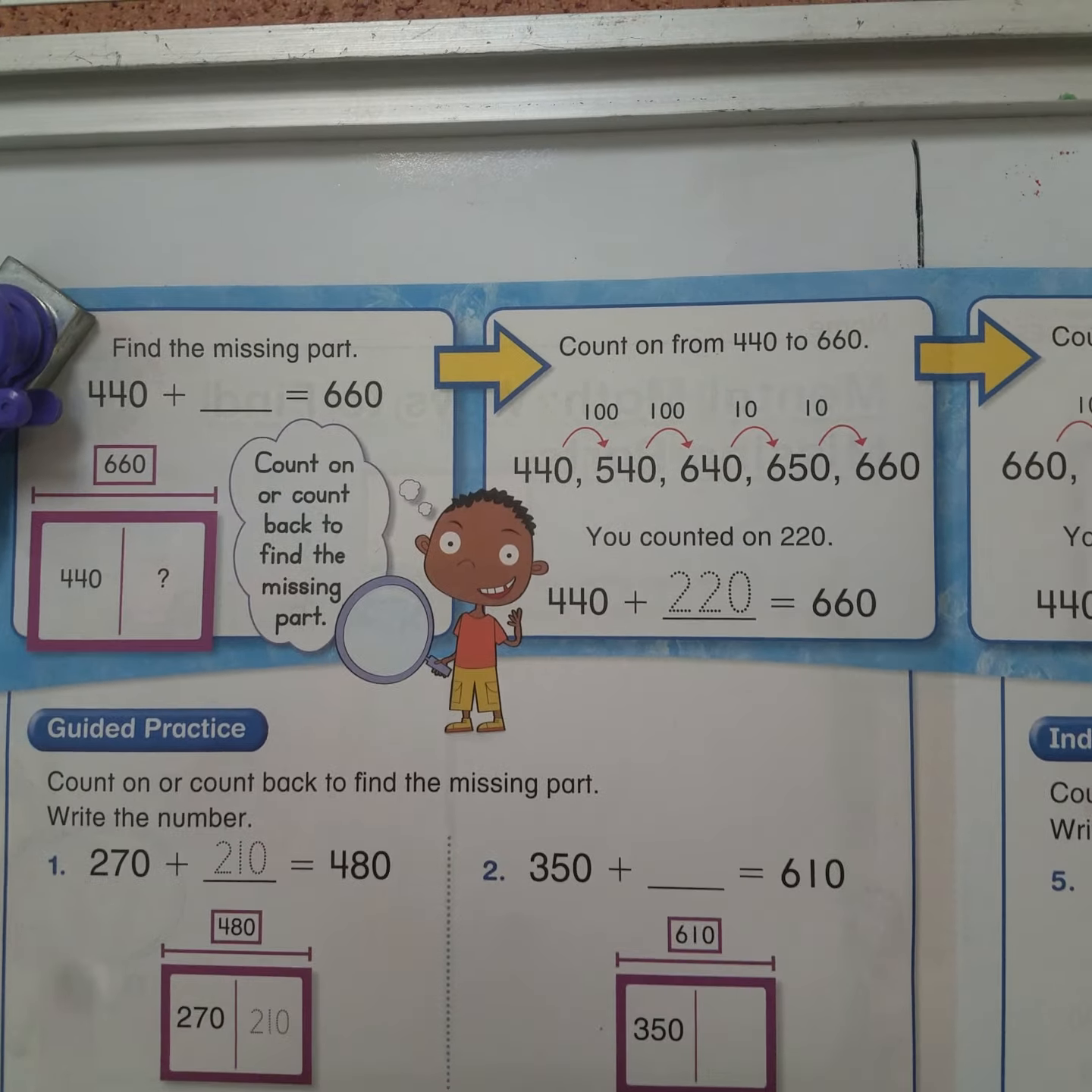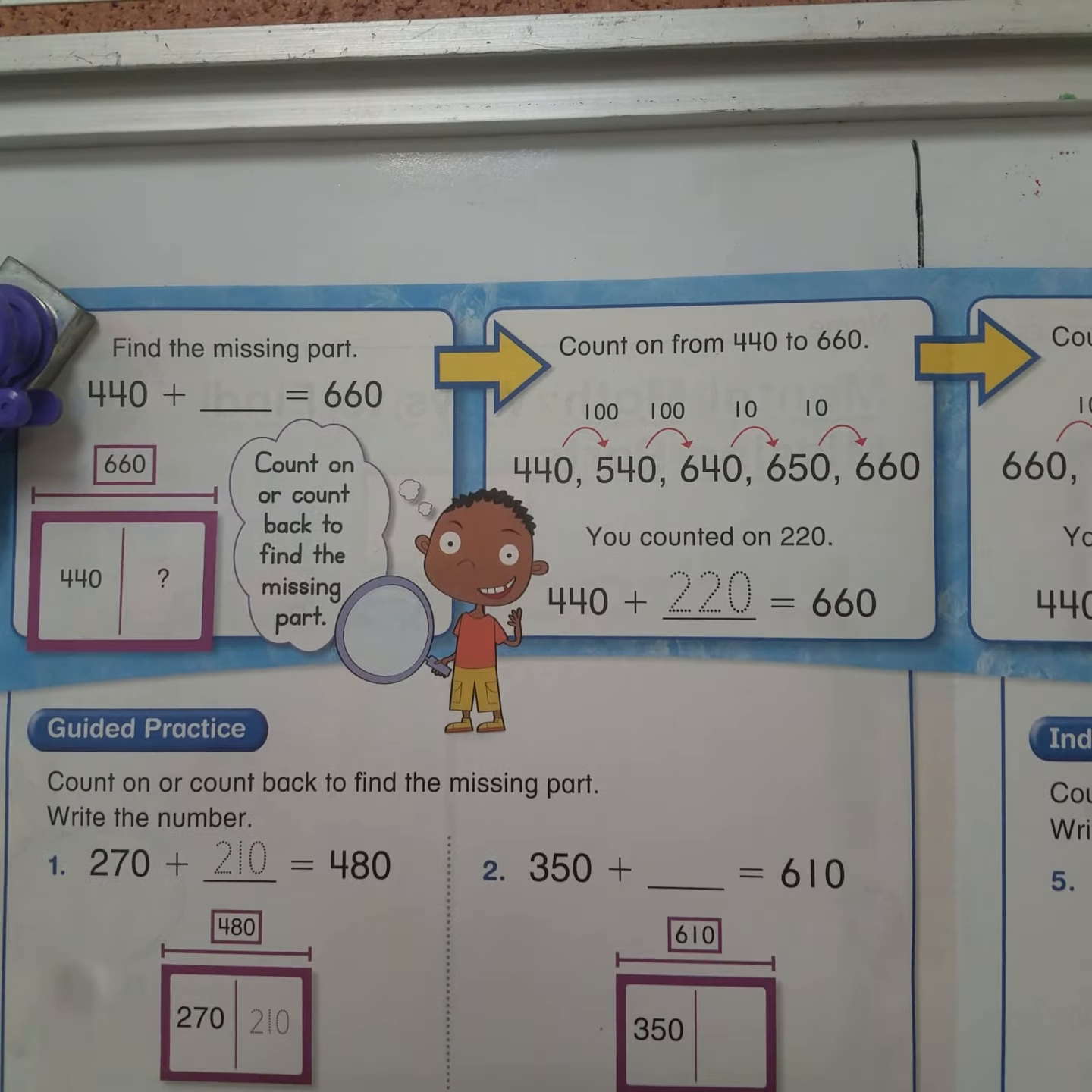Now, we're going to look at number 2. We've got 350 plus something equals 610. You'll notice 610 is the whole, so it's up here in this box that's taking up this whole amount. And 350 is one of the parts, but we don't know the other part. So I've got that written over here too. One of the ways we can solve this is by starting at 350 on our open number line, and we want somewhere down the line to get up to 610.